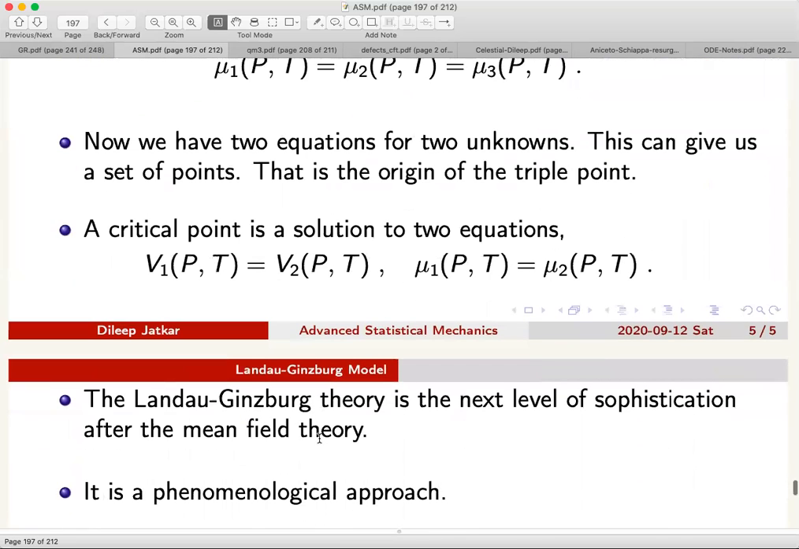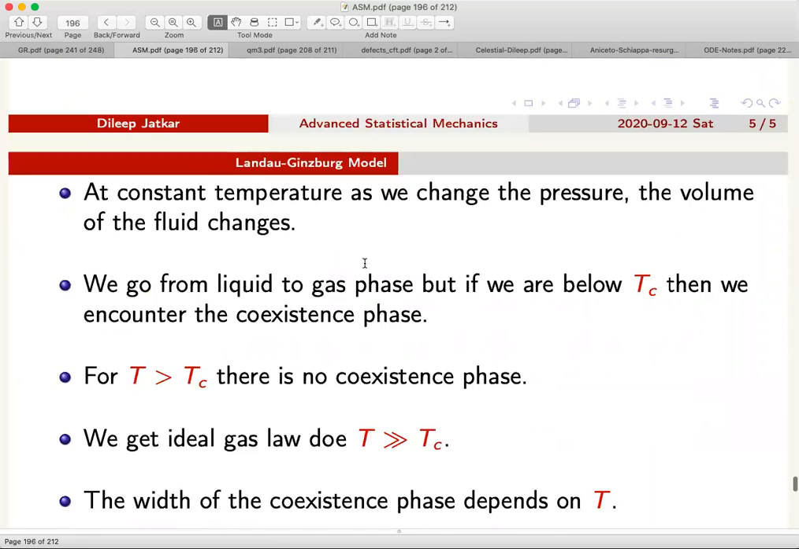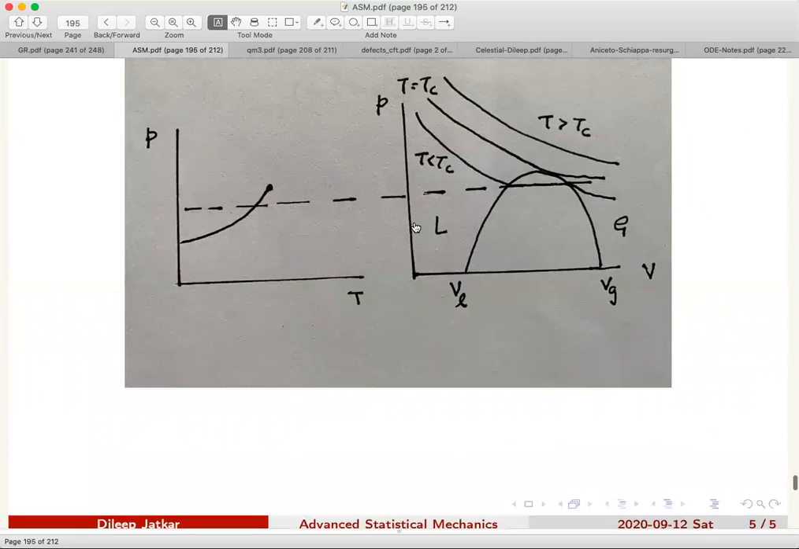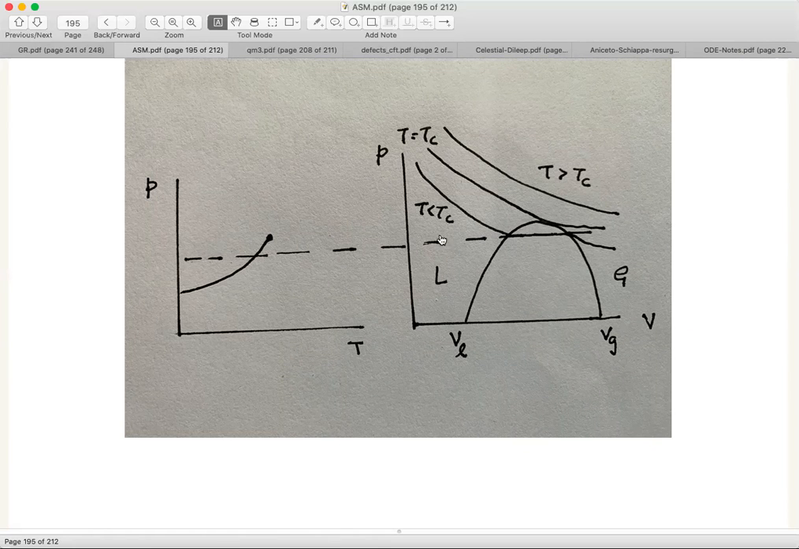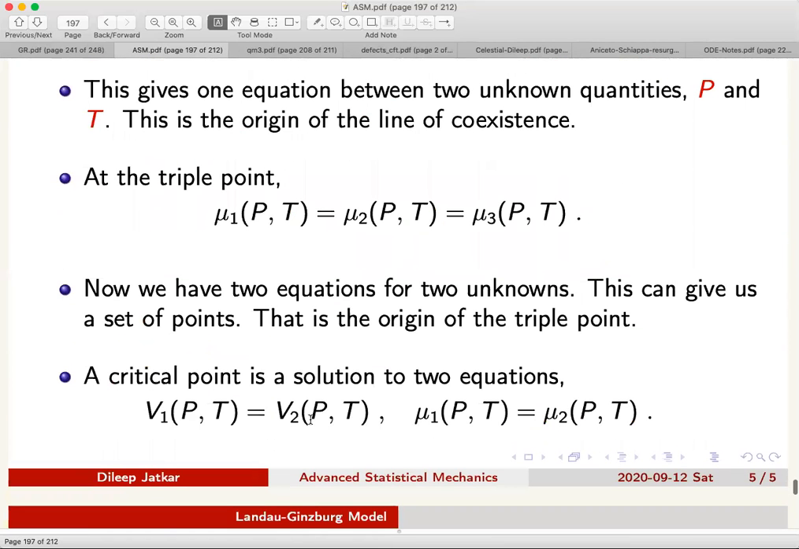Okay. The critical point also has a similar condition. You have chemical potentials and the volumes agree, and that follows from this PV diagram that we looked at. If you are at T equals Tc, then you actually have a tangential touch to the coexistence line, and therefore the volume of the gaseous state and the liquid state actually does not change when you undergo this transition. So that is why you get this second condition, that V1 is equal to V2 at the transition point, and therefore you get only a single point as a solution.